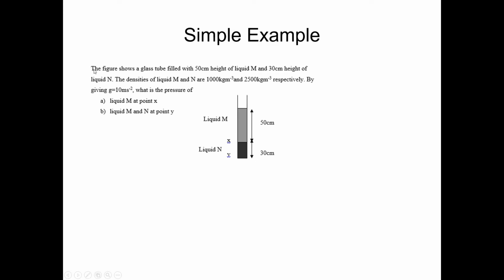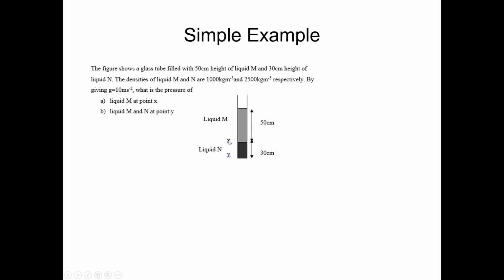Okay. For a simple example, the figure shows a glass tube filled with 50 cm height of liquid M and 30 cm height of liquid N. The densities of liquid N and M are 1000 and 2500 respectively, by giving g equal to 10. What is the pressure of M at X, and of liquid M and N at Y?